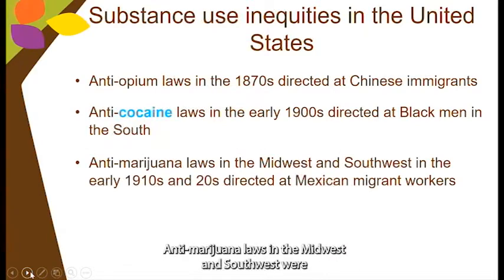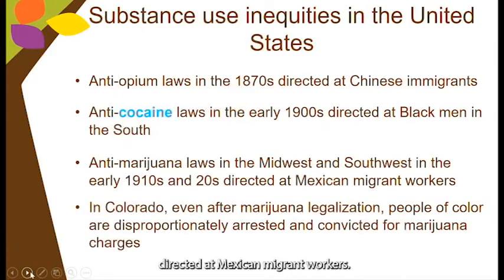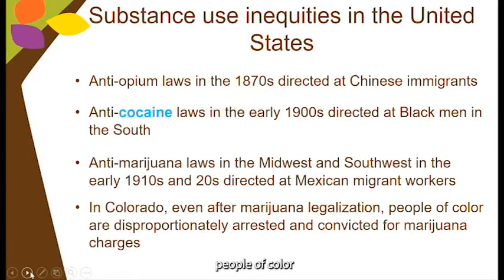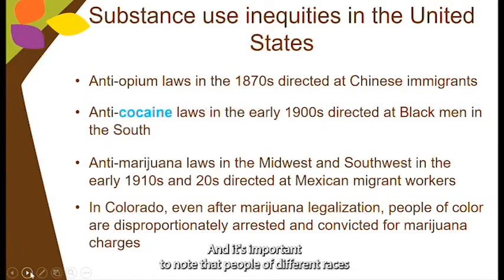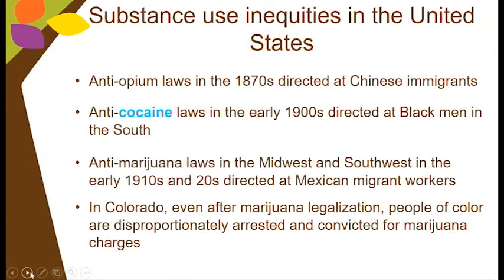Anti-marijuana laws in the Midwest and Southwest were directed at Mexican migrant workers. And in Colorado and other states where marijuana has been legalized, people of color are still disproportionately arrested and convicted for marijuana charges. It's important to note that people of all races use substances at similar rates. So this has nothing to do with use rates and more to do with the racism that's going on there.